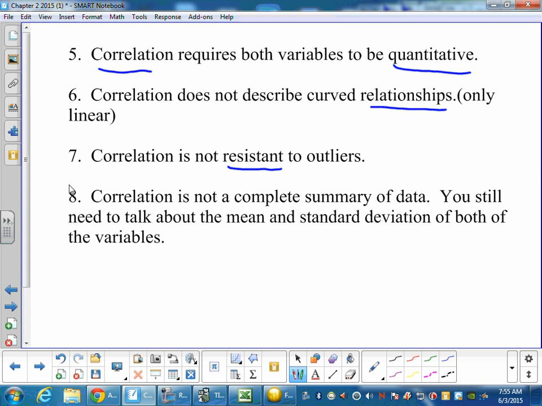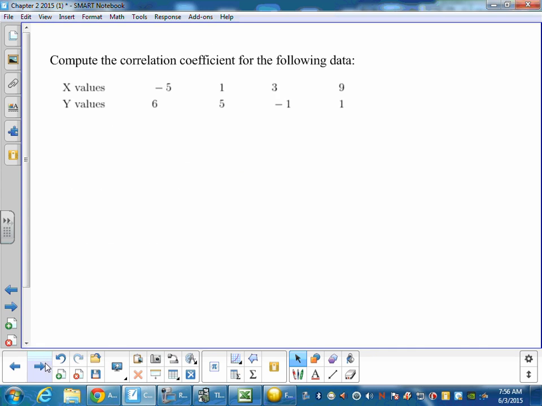And finally, correlation is not a complete summary. Just because there's a correlation, that's not the end of your data analysis. There's much more that you can talk about and find more information from. Now here's a small data set. I want you to plug that in and find your correlation coefficient or your R value. Good luck.